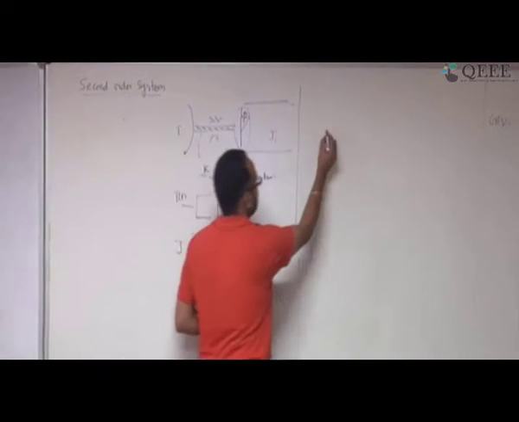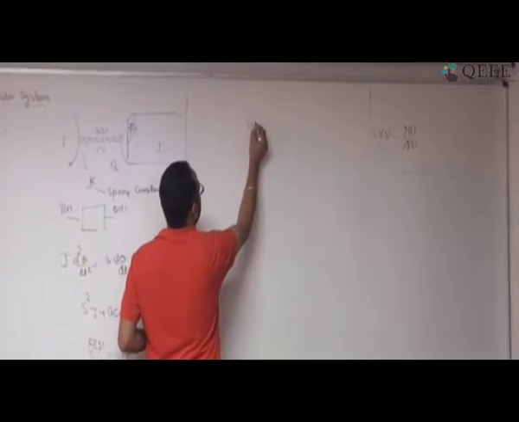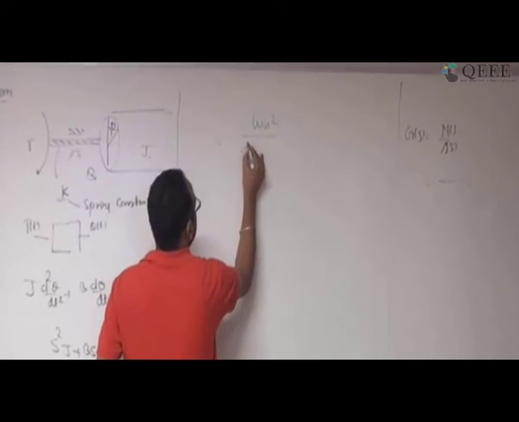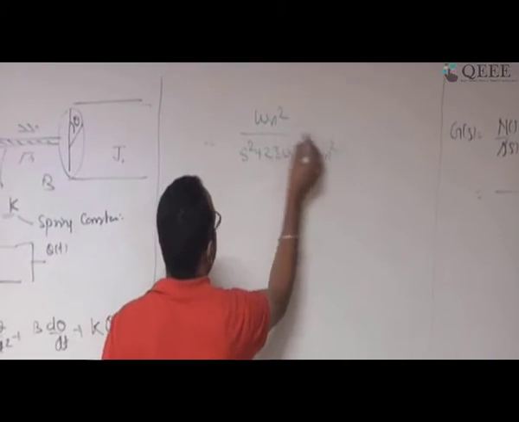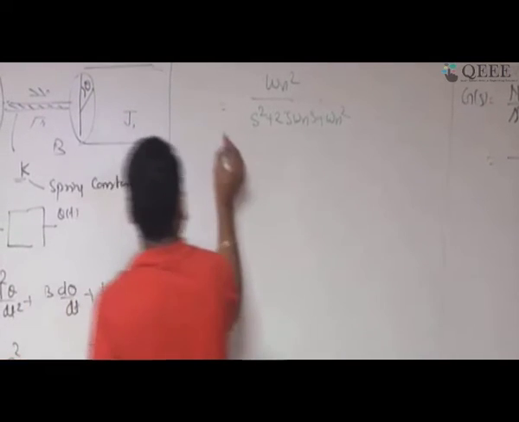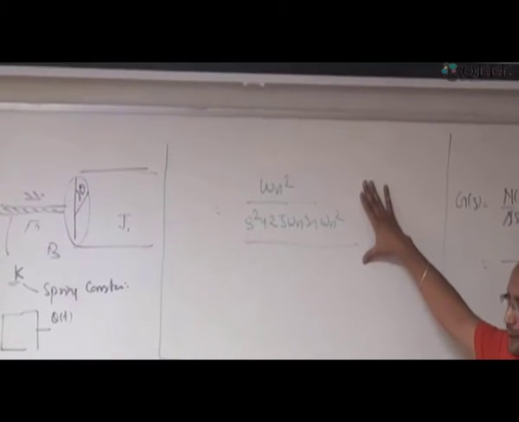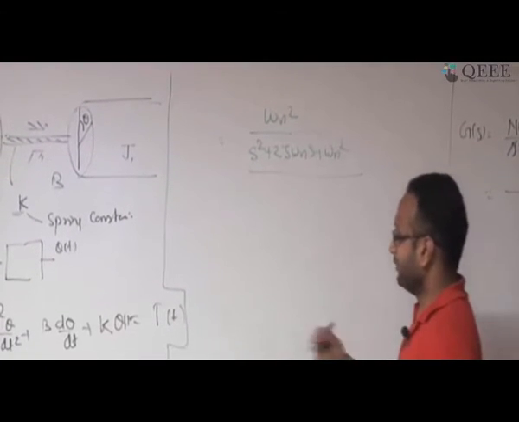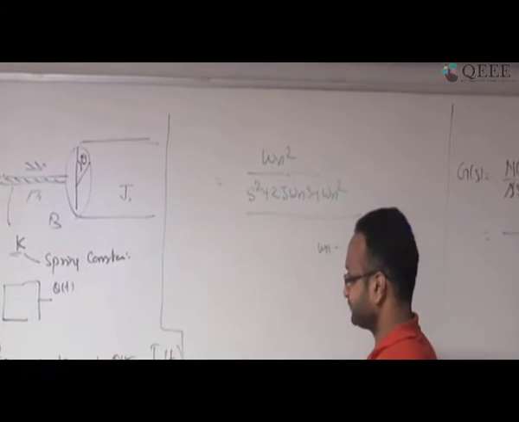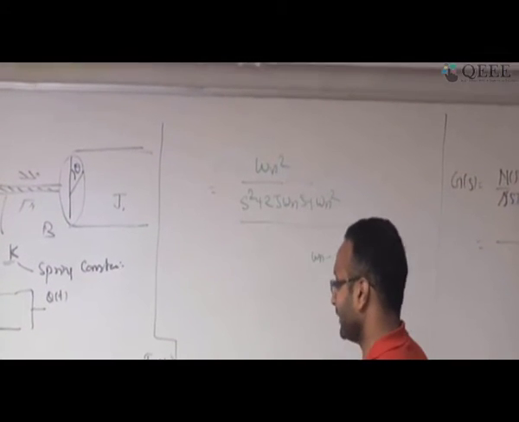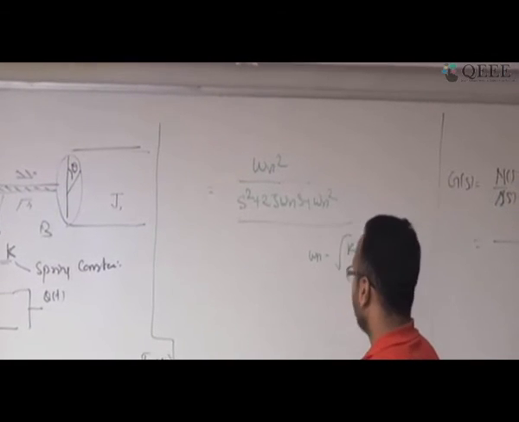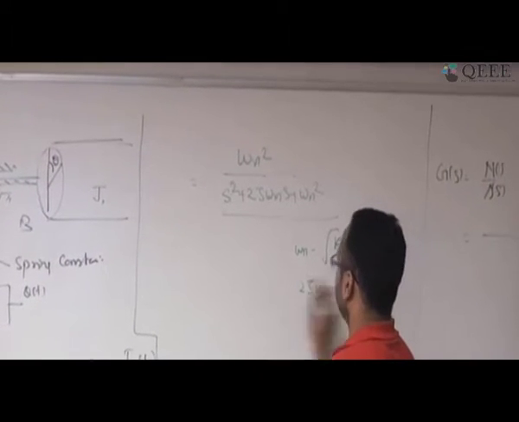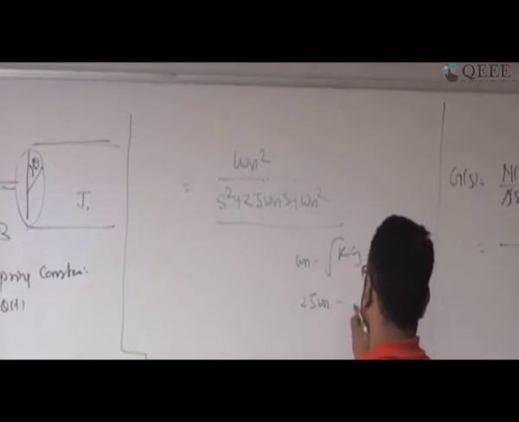So for any second order system, we use the standard form omega n square over s square plus 2 zeta omega n s plus omega n square. Please note that this is the transfer function, a standard way of writing any second order system. If you look at it, what will be omega n in this case? Omega n is going to be root of k by J, and similarly 2 zeta omega n is going to be this term b by J.